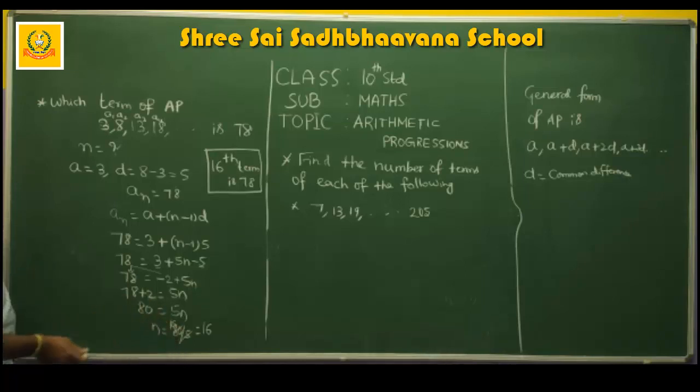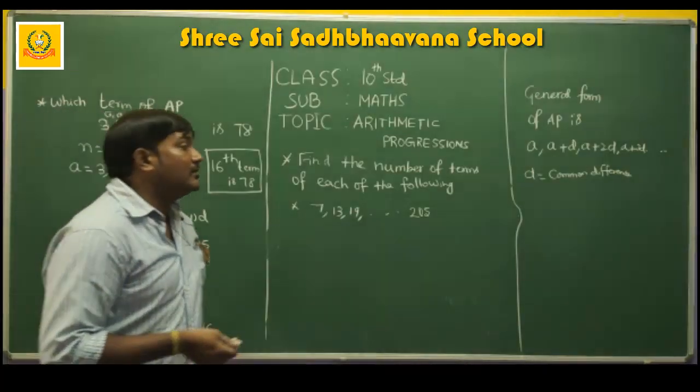So cancel it, 5 ones are 5, 5 sixteens are 80. Correct? So the n value is 16. So the 16th term is 78.